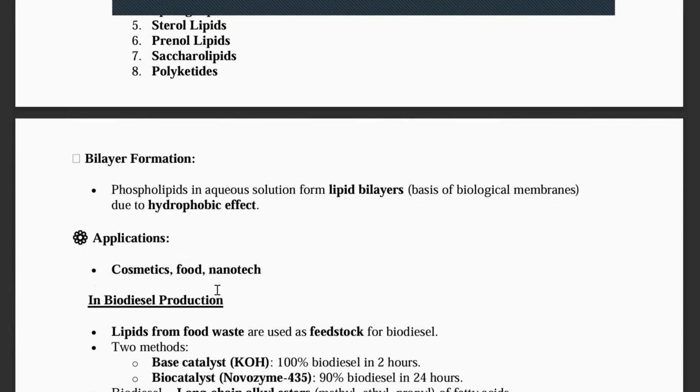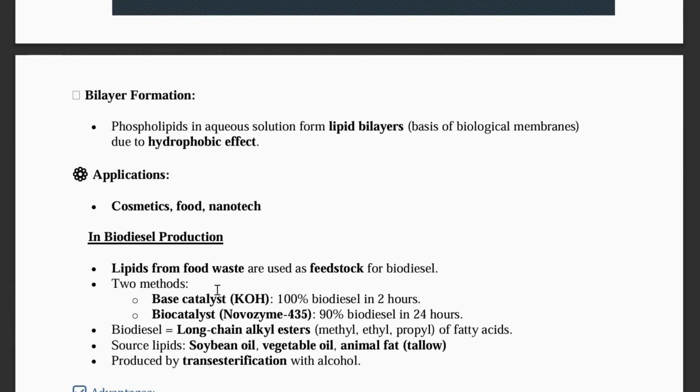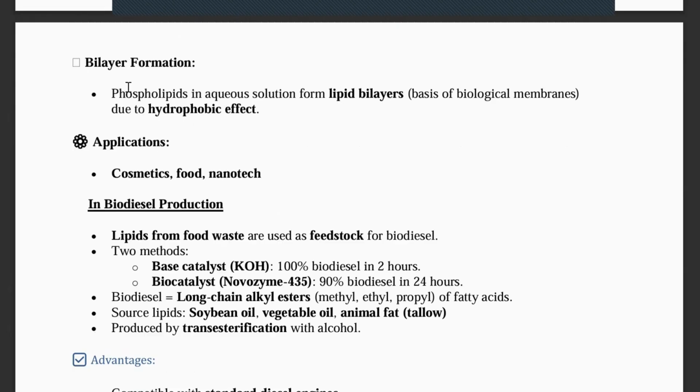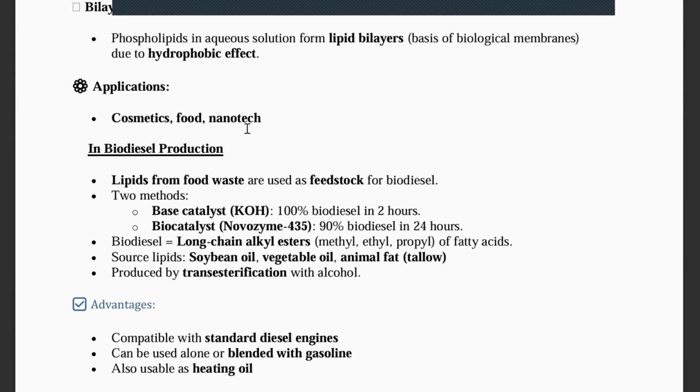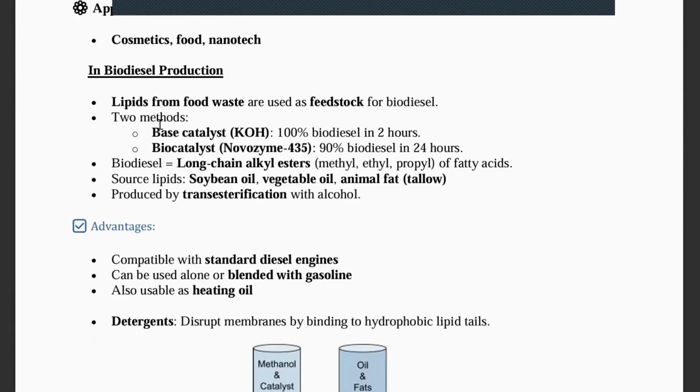Refer to them. Now, bilayer formation: phospholipids in aqueous solution form lipid bilayers, the basis of biological membranes, due to the hydrophobic effect. That is why it forms the bilayer. Applications: it is used in cosmetics, food, and nanotechnology. The main application area is biodiesel production. Lipids from food waste are used as a feedstock for biodiesel.